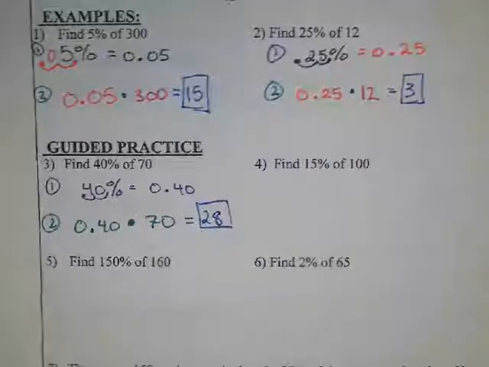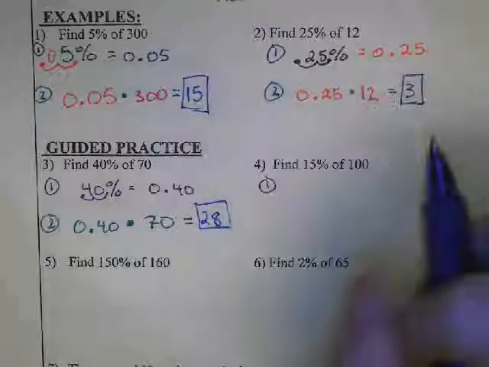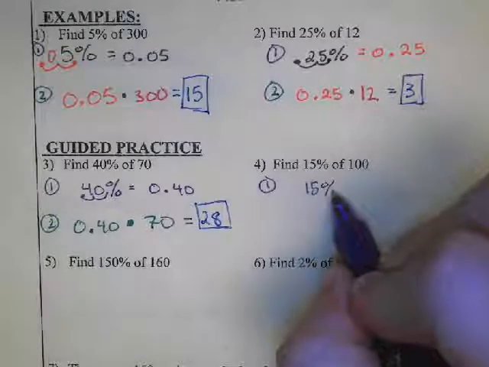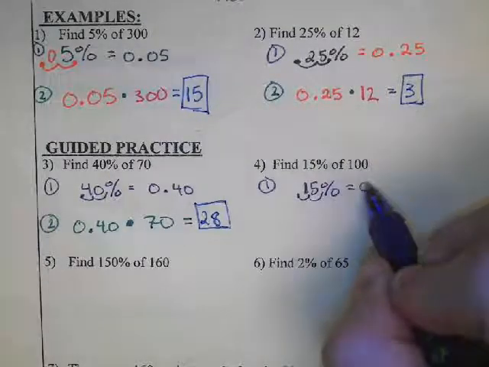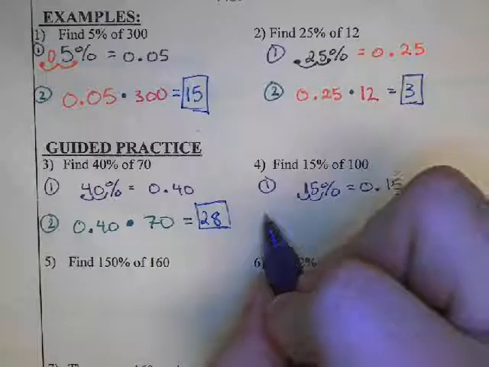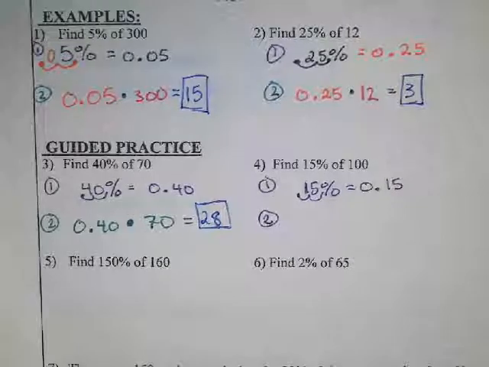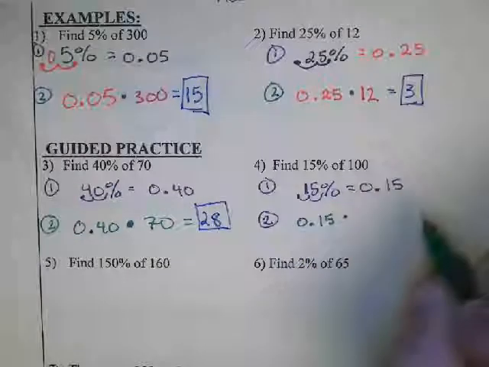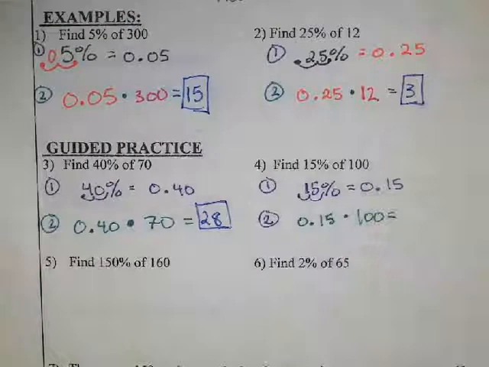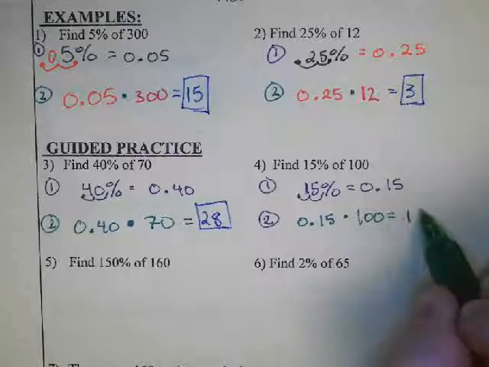And we're just going to repeat this process. Step 1. Take my 15%, convert it to a decimal. So that's 0.15. Step 2, we'll take that decimal and multiply it by our given number. 0.15 times 100 is equal to 15.